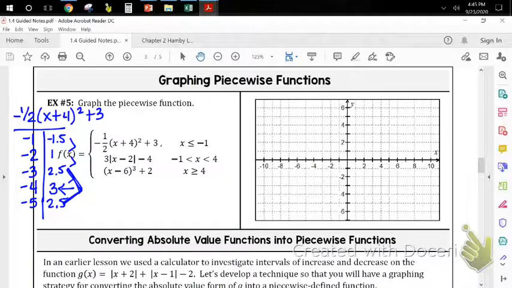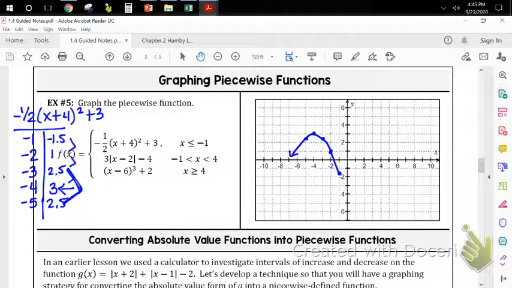that. So we got negative 1 and 1.5, negative 2, 1, negative 3, 2.5, negative 4, 3, and negative 5, 2.5. So we can see that vertex there. And I know that I could have kept going on this side, so I'm going to put my arrow over there.